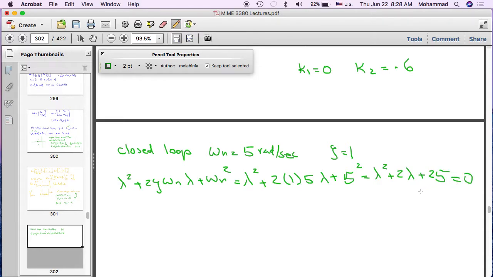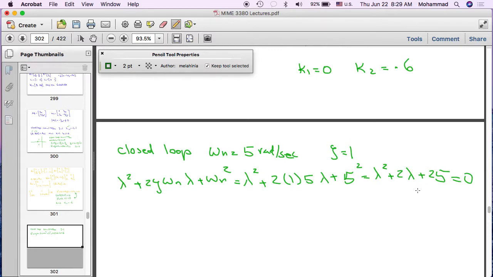So with these two values of omega n and zeta, you have this characteristic equation. For a standard second order system, you have lambda squared plus 2 zeta omega n lambda plus omega n squared. That's the standard characteristic equation. If you substitute for omega n and zeta, you get lambda squared plus 2 lambda plus 25.